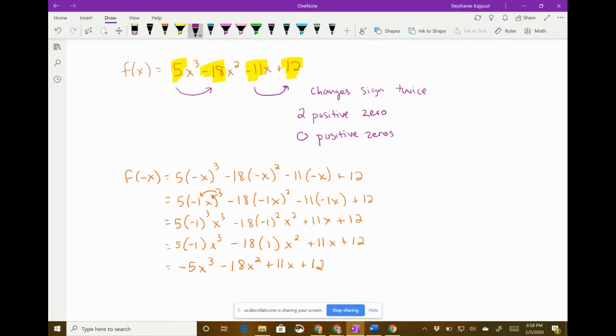And once you've simplified that, then again, you look for those changes in sign. So I go from a negative 5 to a negative 18, so those are still staying negative. But then I have a negative 18 to a positive 11, and then I stay positive when I look at 12. So I'm only changing sign once. And so that means we have one negative zero. And then you would be subtracting 2, but that gives you negative 1 negative zeros. You can't have a negative number of things. So we only have one negative zero.